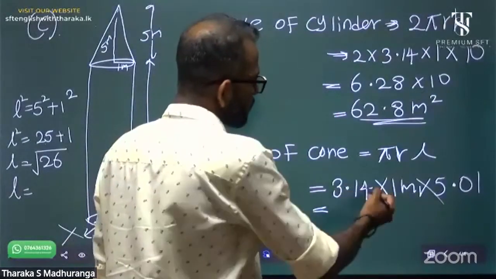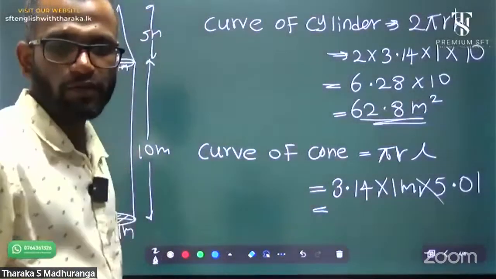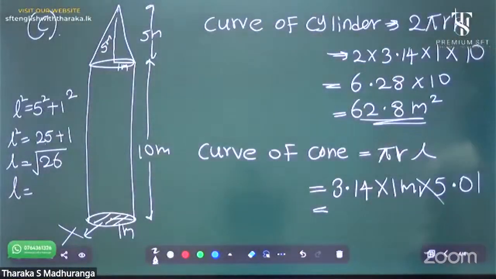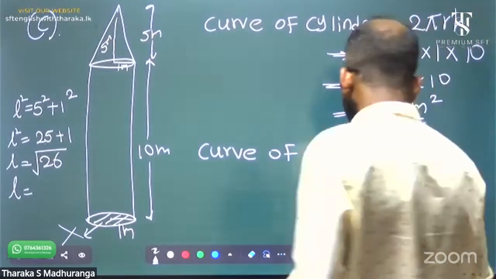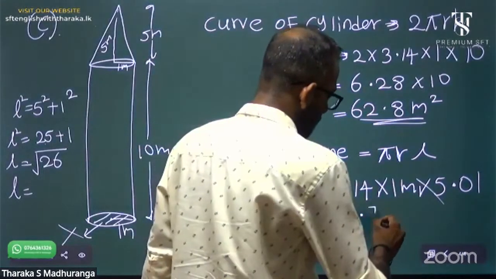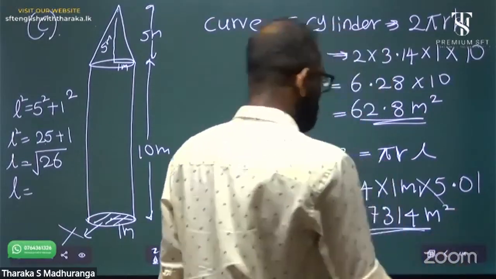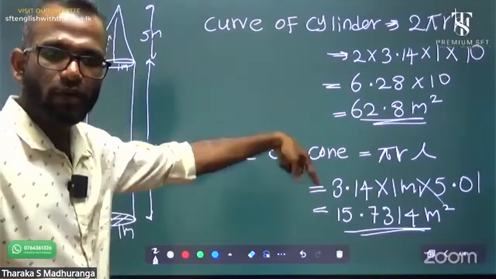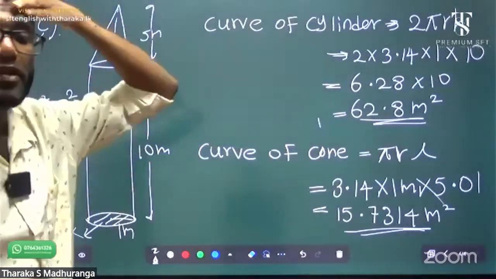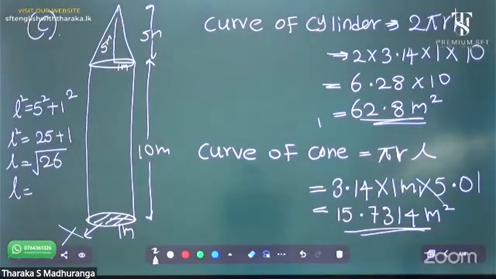Then 3.14 into 5.01, use a calculator. It is 15.7314. Then you can get the total area. Total area, set the value. Add the cylinder curved surface area plus the cone curved surface area.